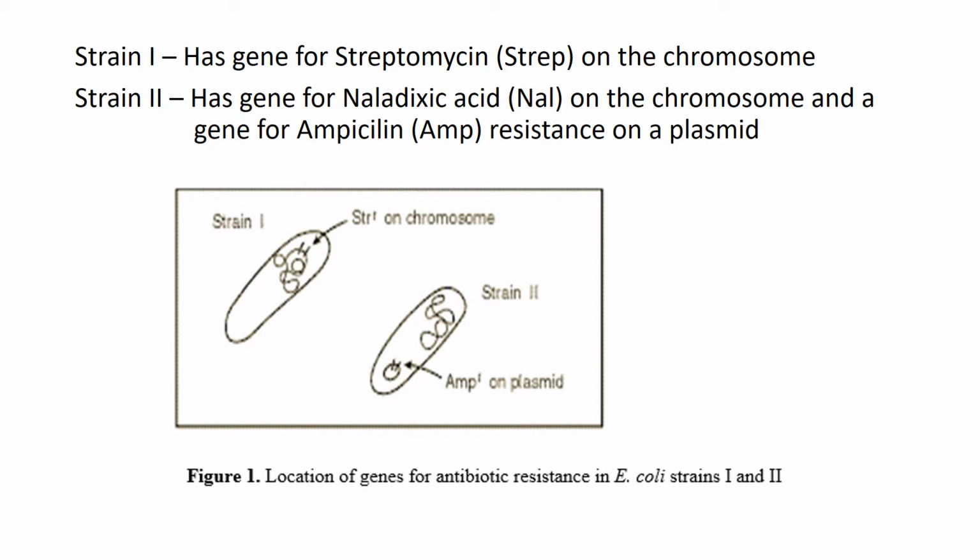What this means is that since strain 1 contains a gene for strep antibiotic resistance, it will be resistant to strep and will be able to grow in the presence of this antibiotic, while strain 2 contains resistance for 2 antibiotics, which are AMP and NAL, and therefore strain 2 will be able to grow in the presence of these antibiotics.